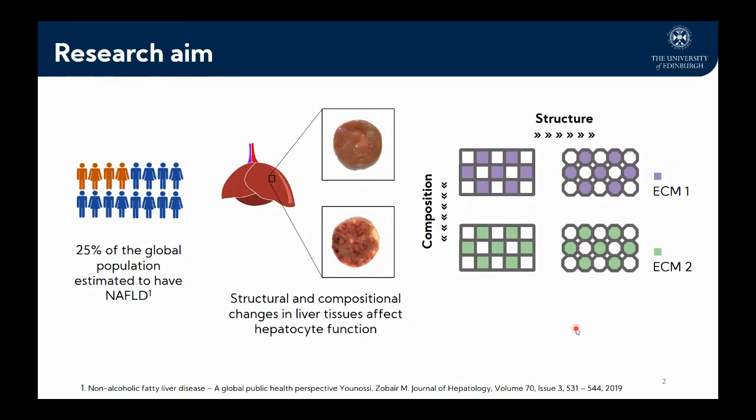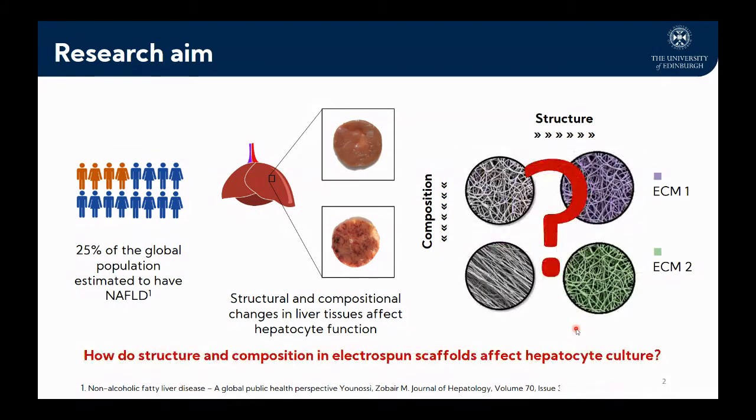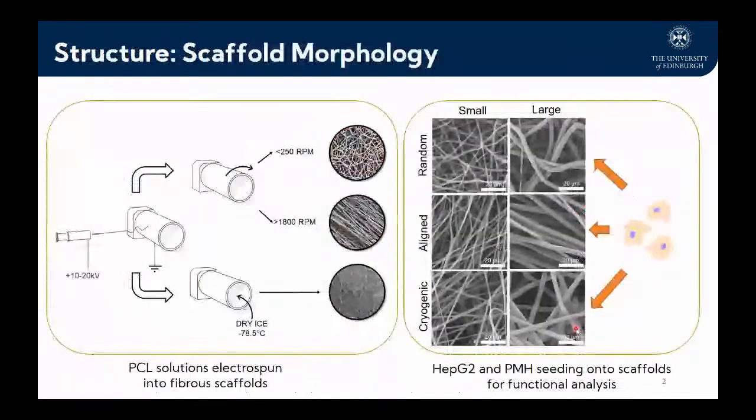We know that about a quarter of the global population have non-alcoholic fatty liver disease, and this can lead to further liver disease such as fibrosis and cancer. We know that these conditions are generally characterized by changes in the structure and the composition of the liver tissue, and this affects the hepatocytes. So we're working with electrospun scaffolds, and we've been looking at how structure and composition can affect the culture of hepatocytes on electrospun scaffolds. I'm just going to start off with some published work that we've done previously on the structure of electrospun scaffolds.